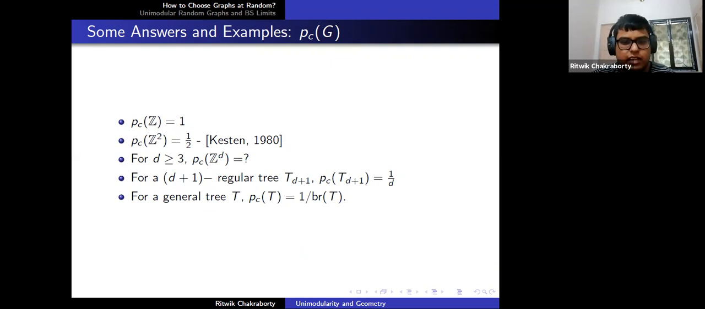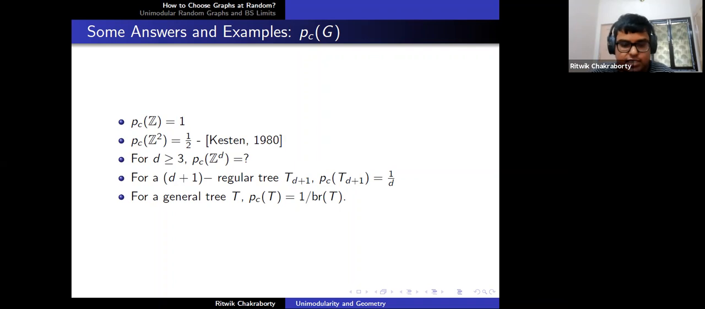Right. So just to give you some idea of our model, which is Bernoulli p percolation, here are some answers and examples. Firstly, it's really easy to see that PC for Z is equal to 1. If you just draw it, it's going to be clear, because Z basically looks like a straight line, right? Let's say you fix x to be equal to zero, and you want to check if, for some value of p between zero and one, zero lies in an infinite cluster or not.